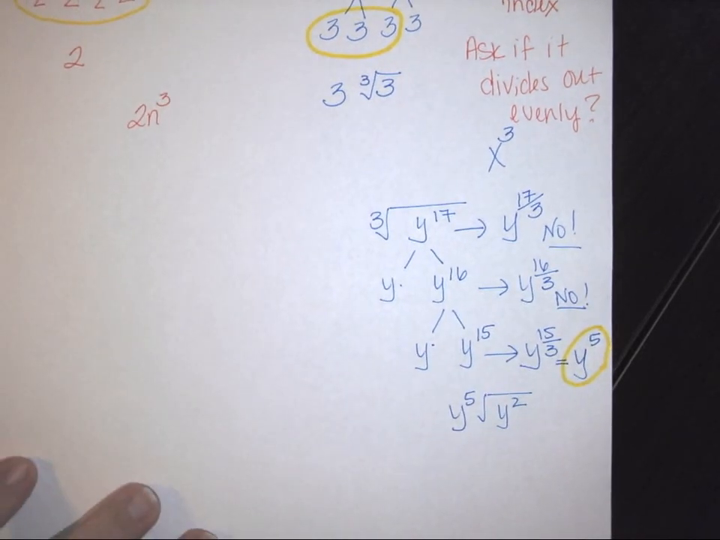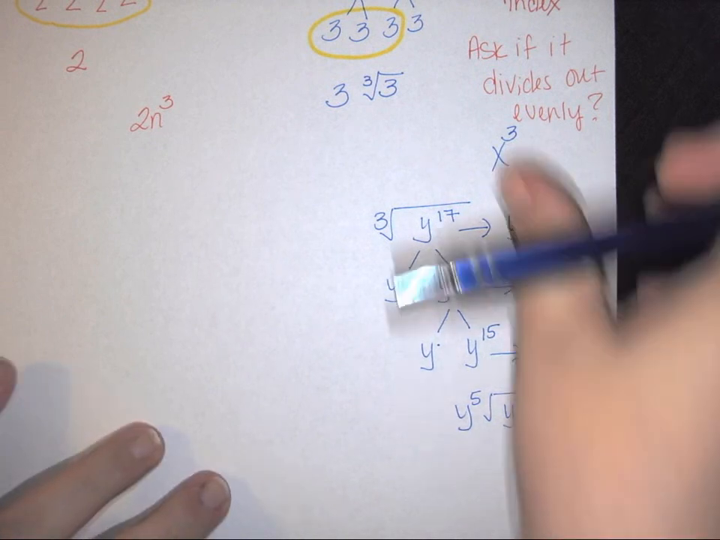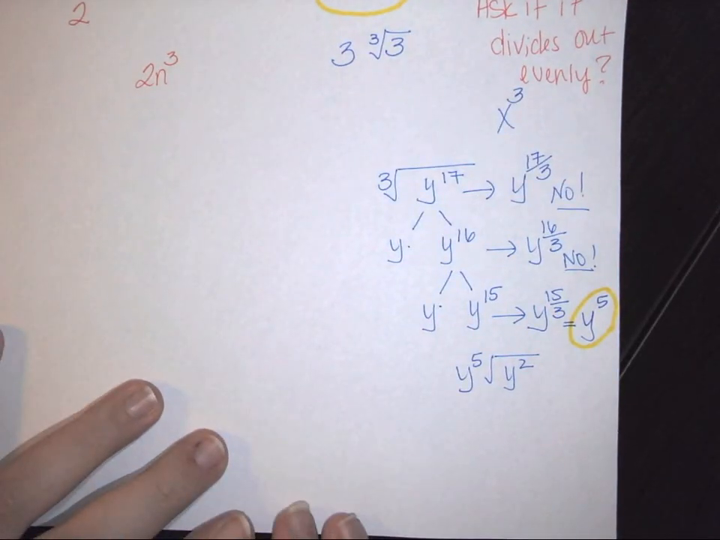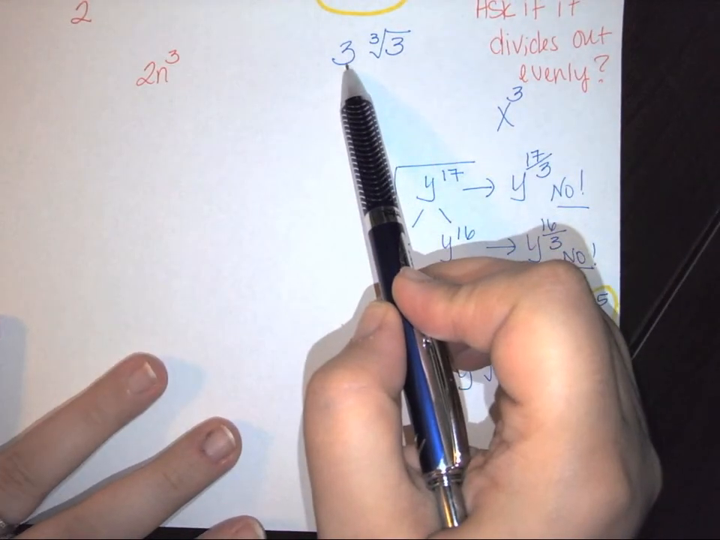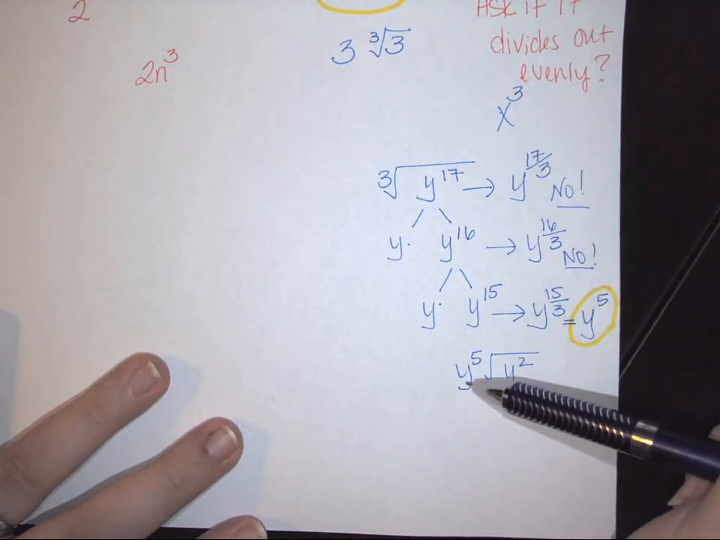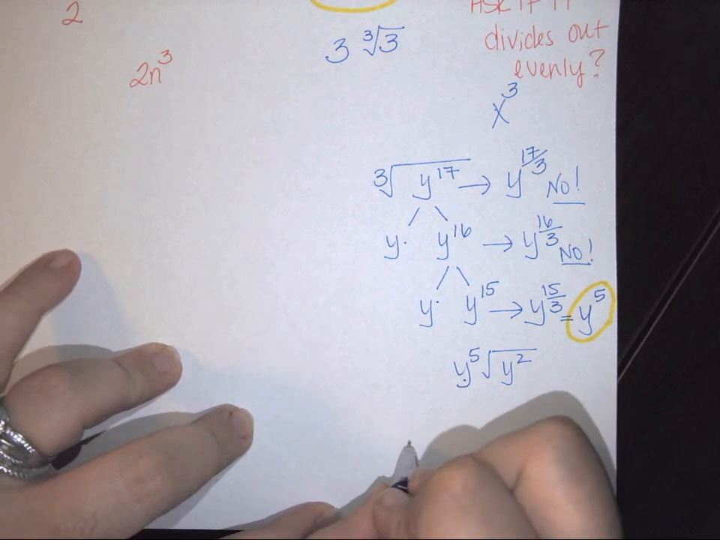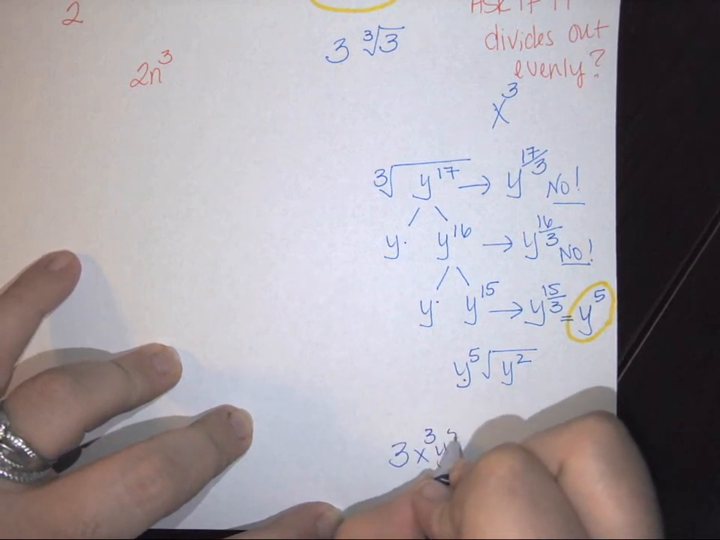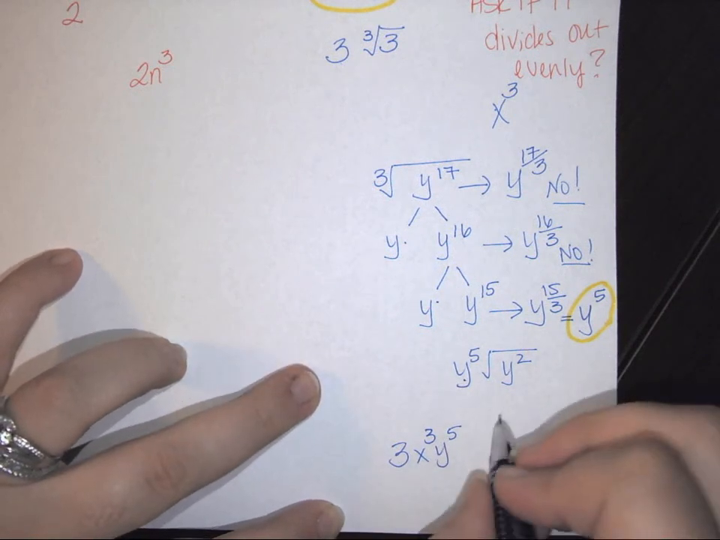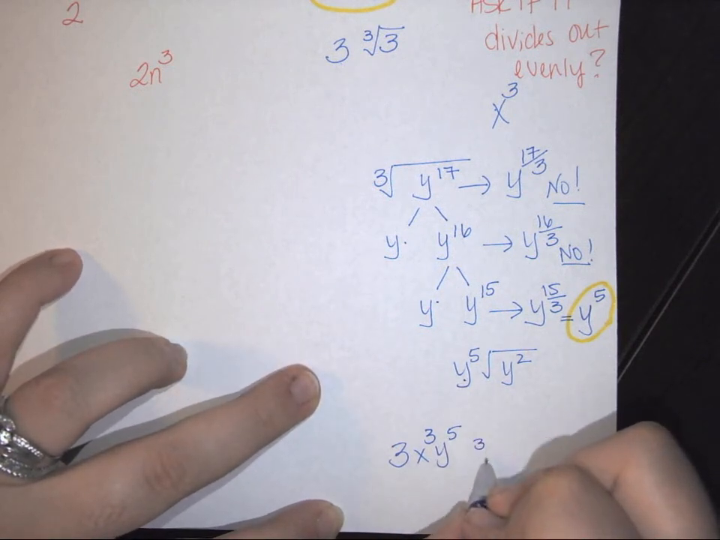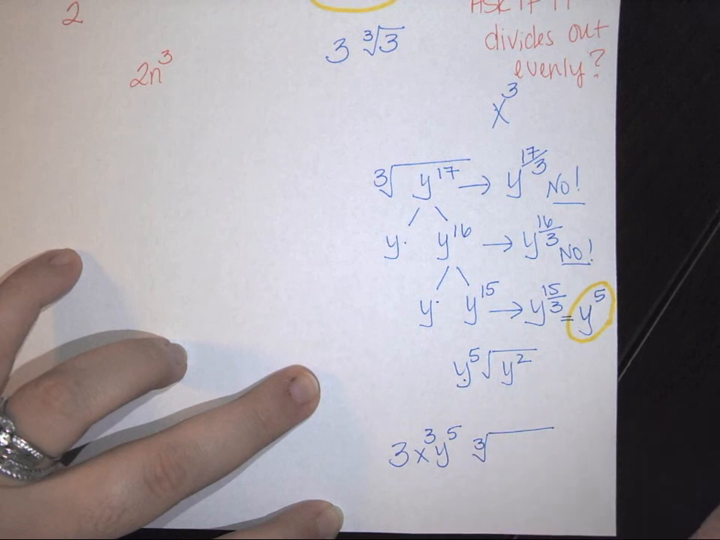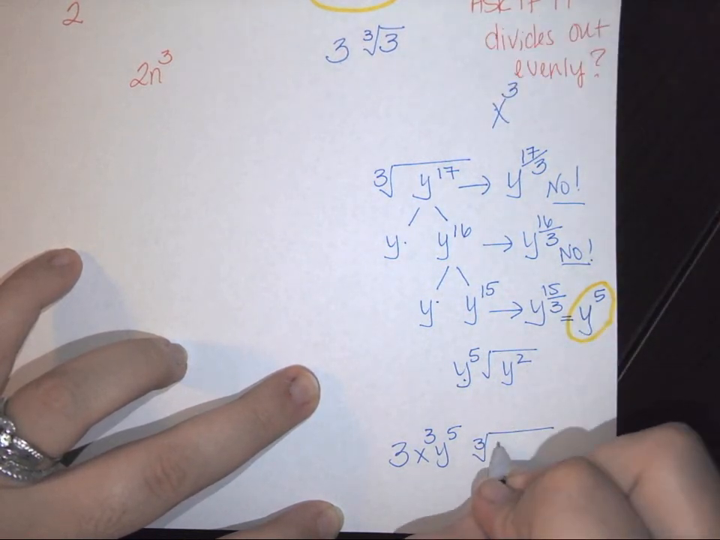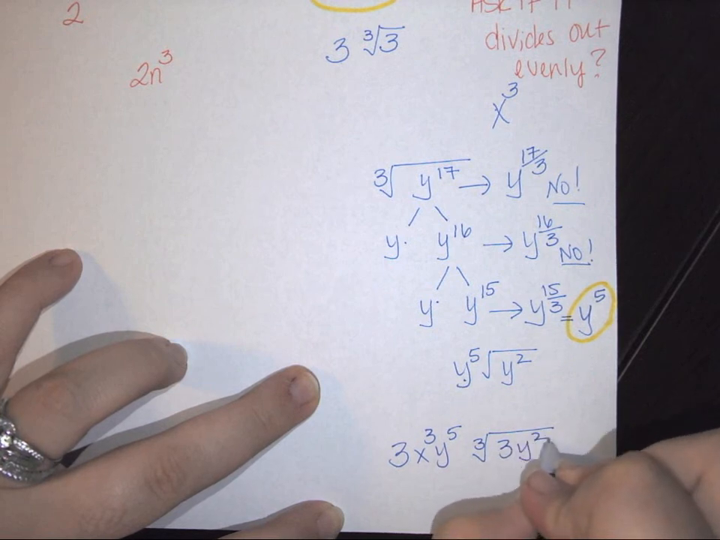The final thing I have to do is put it all back together. So the first thing that I have is a 3 on the outside, x cubed on the outside, and y to the 5th. So this is going to be 3x cubed y to the 5th. My index is a 3, so this is now the cube root of, and I have a 3 inside and a y squared inside, so this becomes 3y squared.